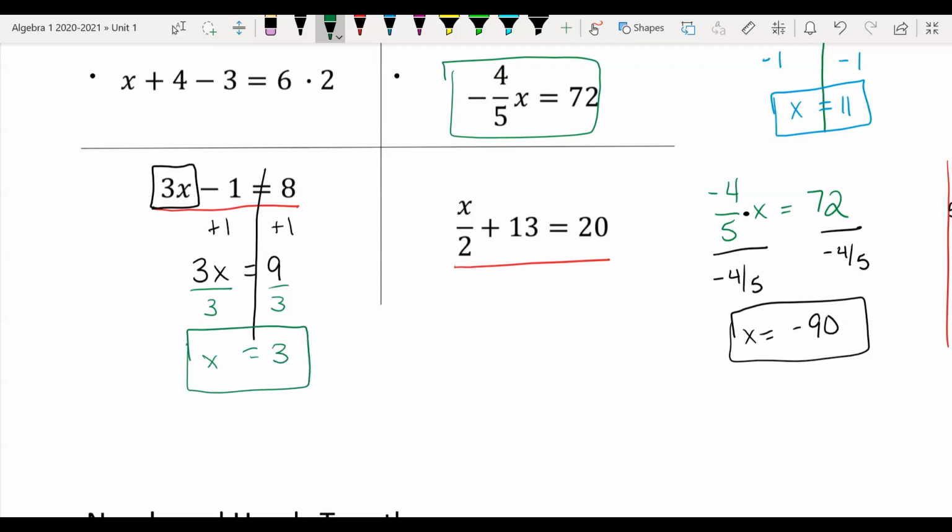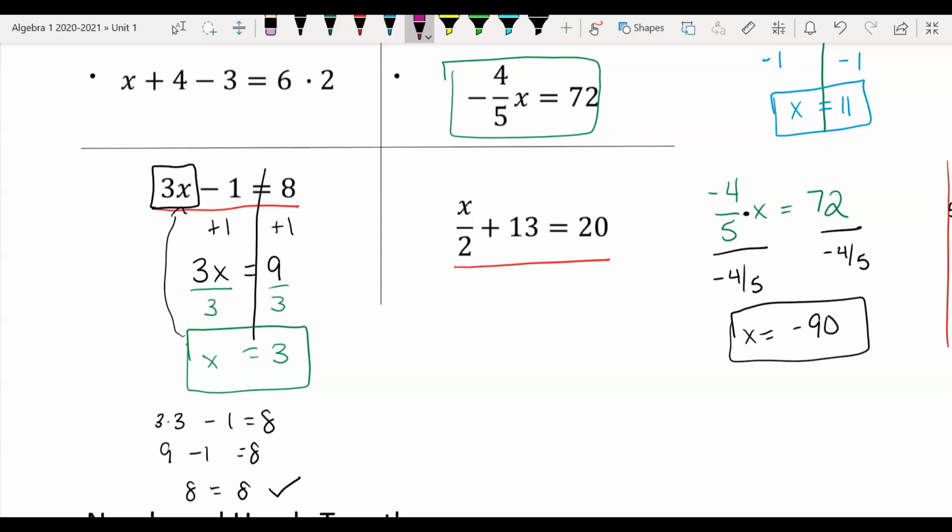Now, can you check it? Of course. I can plug it back into the original problem. Instead of writing x, I'm going to write 3. So I would do 3 times 3 minus 1 equals 8. That's 9 minus 1 equals 8, which is 8 equals 8. So it works out.